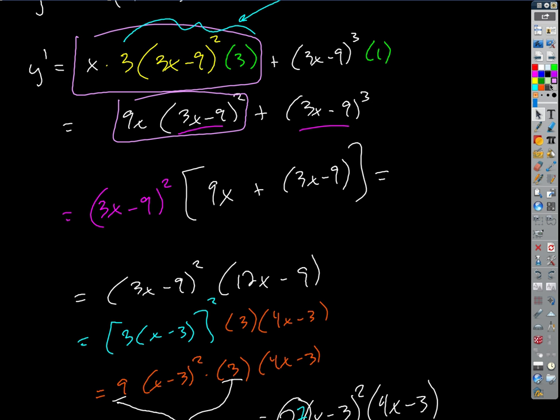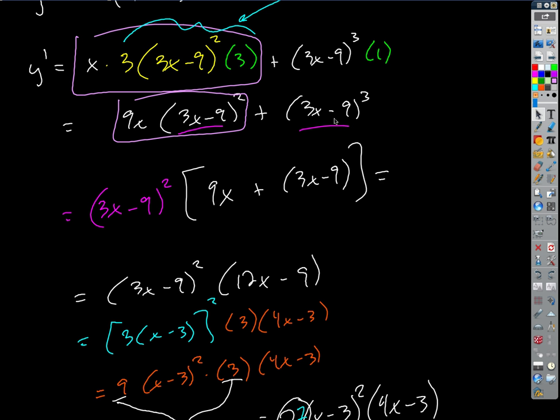I've got this first term plus this second term. Each of those terms contains a common base, a factor, a power of the base 3x minus 9 squared, right? Here I've got a 3x minus 9 squared. Here I've got a 3x minus 9 cubed. We have a power of the base 3x minus 9. Here it's squared and here it's cubed. So we can factor out the least common power, right?